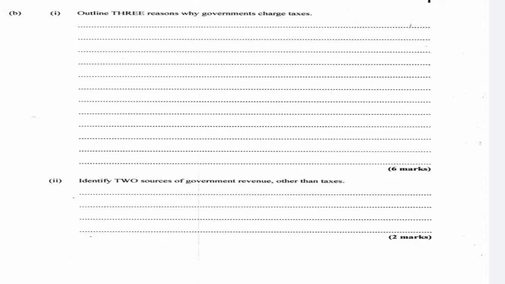Another source of income can be from government-owned entities or corporations. For instance, in Trinidad and Tobago, examples are WASA or even the Housing Development Corporation. Also, dividends and profits earned from public sector companies, investments, and royalties.